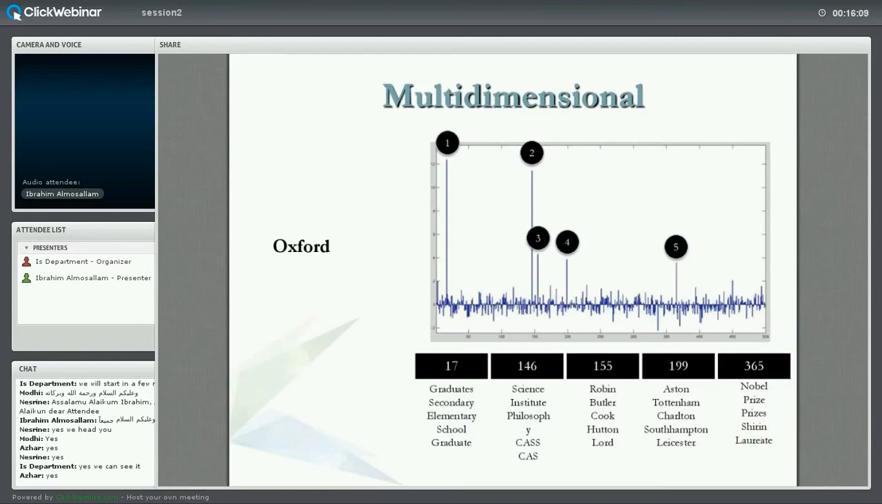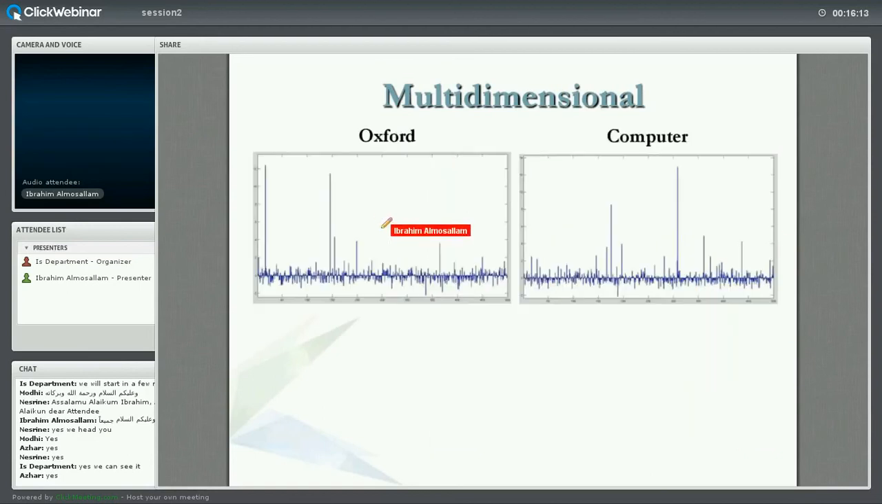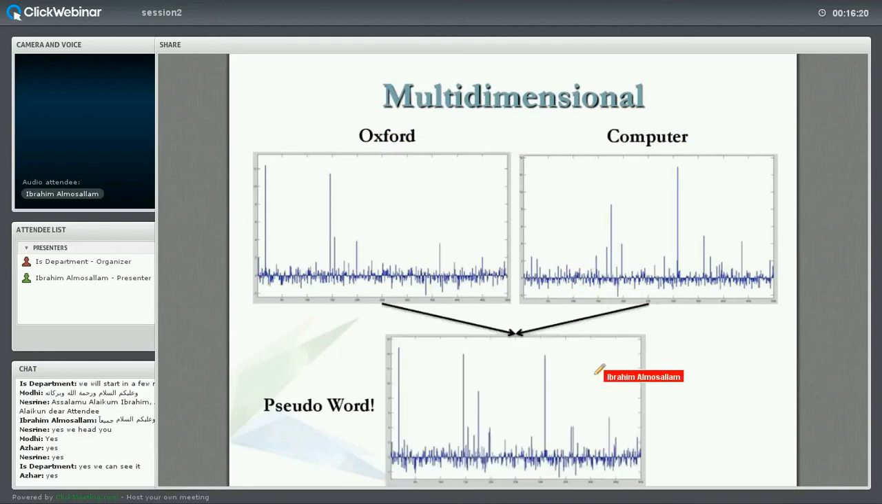So not only can I describe each word with a set of pseudo features, I can even go further. I can take these two words, Oxford and computer, combine them and take the average, and what you get is a pseudo word. If you average these two numbers together, what you get is this. So now this pseudo word has high values in almost these two words combined. So it's high here and here.